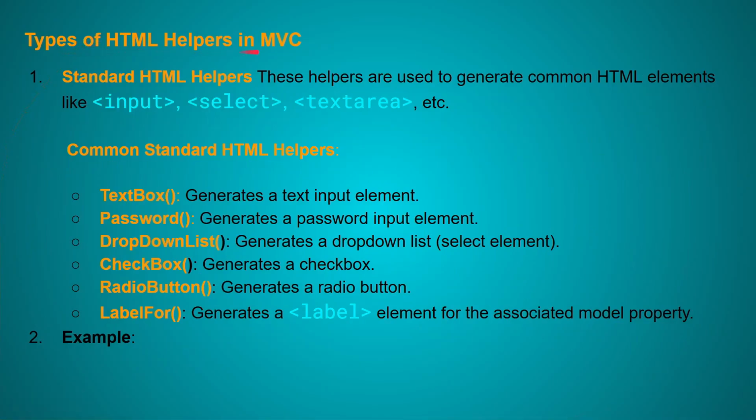Types of HTML helpers in MVC. The standard HTML helpers. These helpers are used to generate common HTML elements like input, select, text area, etc. So, common standard HTML helpers. TextBox generates a text input element. Password generates a password input element. DropDownList generates a drop-down list select element. Checkbox generates a checkbox. RadioButton generates a radio button. LabelFor generates a label element for the associated model property.